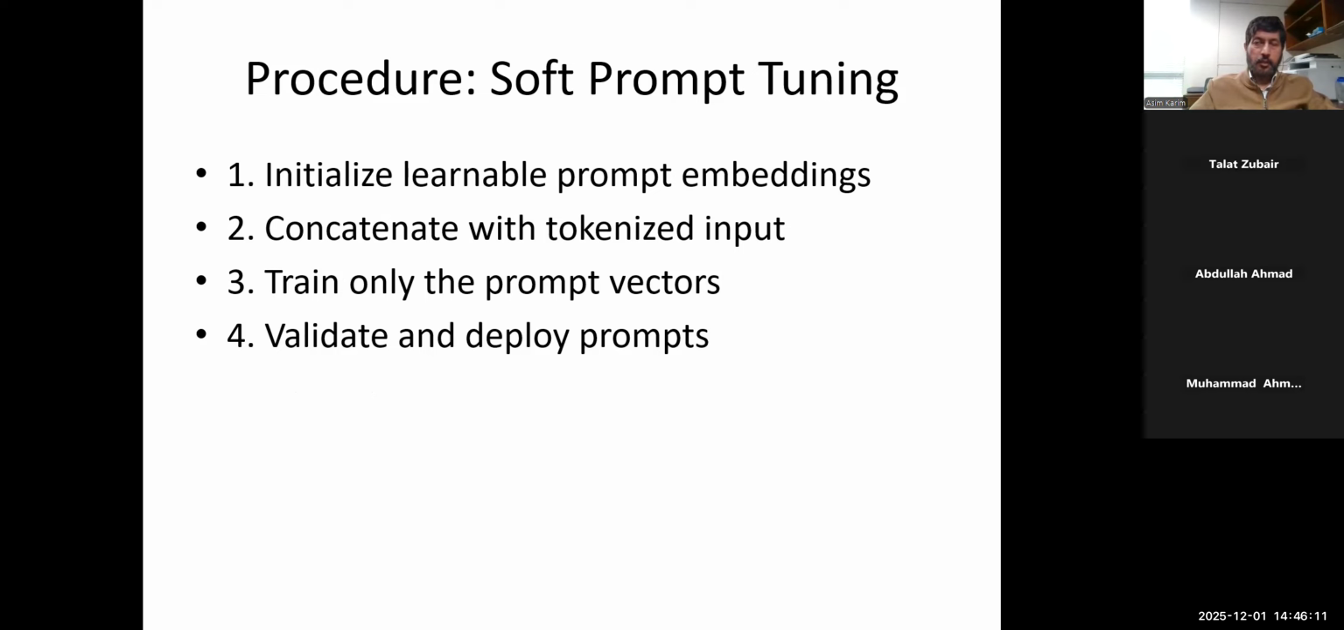The initialization will usually be random. So you concatenate with the tokenized input, you can usually concatenate, but usually it's just updating the embedding associated with the input. So you only train those vectors, those embeddings. And of course, you need to validate and deploy.